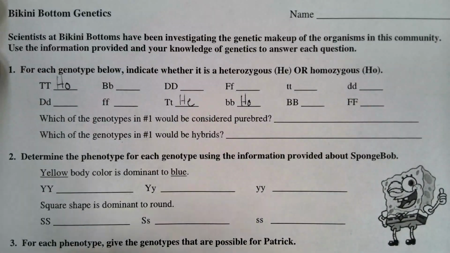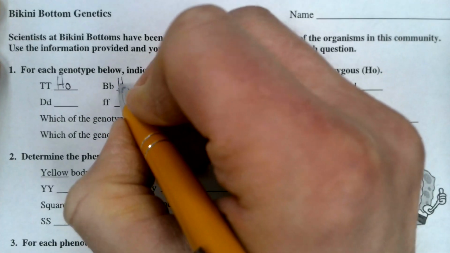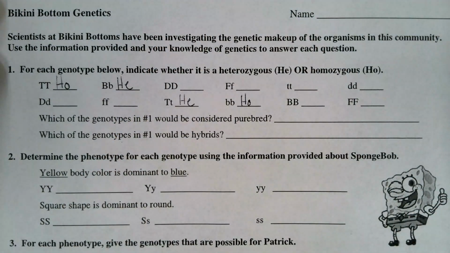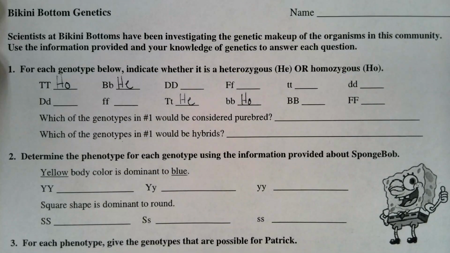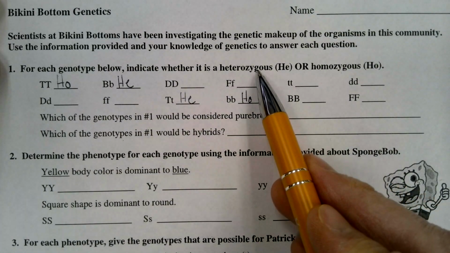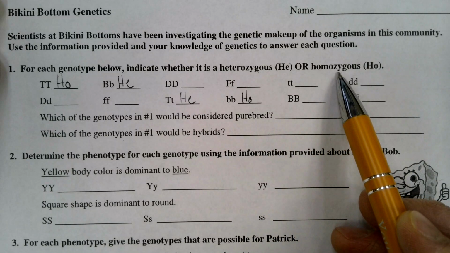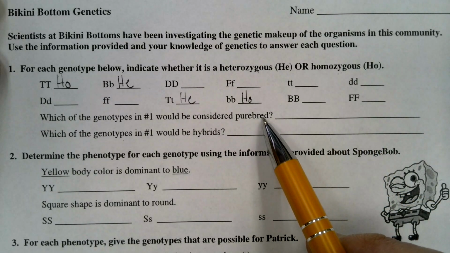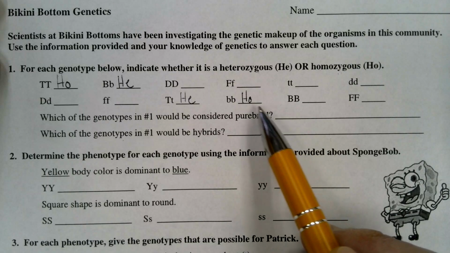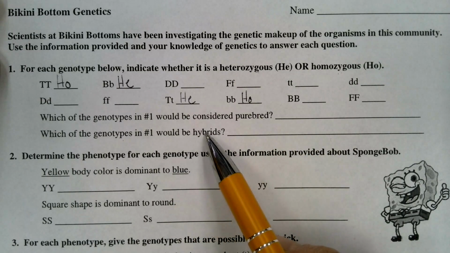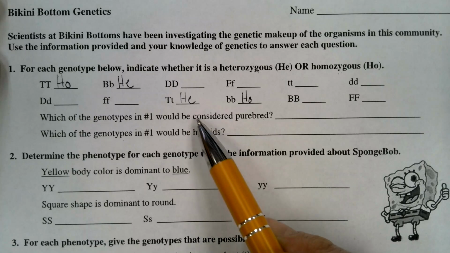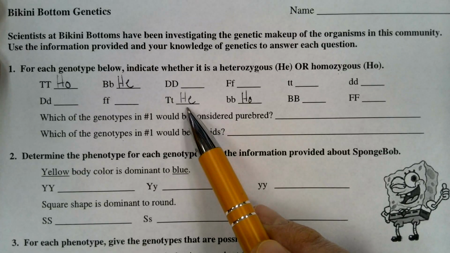You also have another heterozygous one right here, and then you can figure out the rest of them. Keep in mind, heterozygous and hybrid mean the same thing. Homozygous and purebred mean the same thing as well. So when you find which of the genotypes would be purebred, you would list all the ones that you marked homozygous. Which ones would be hybrid, you'd put all the ones that are heterozygous.